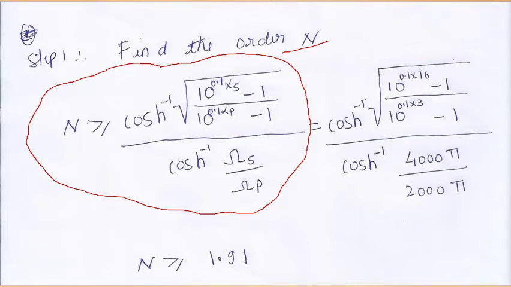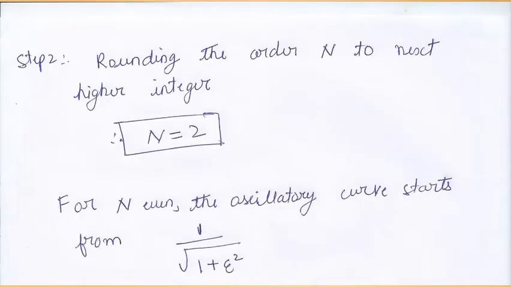Now the next step would be, once you have the formula to compute the order, you need to substitute the given data in this formula. I will leave the simplification steps up to you. Once we substitute the given data in this formula, we get order as 1.91.